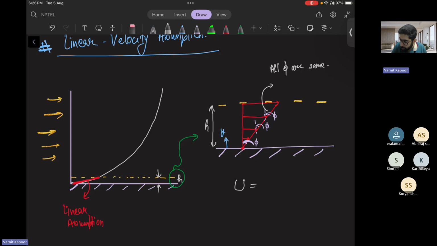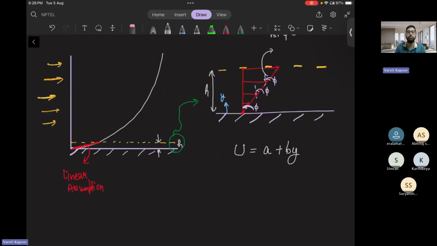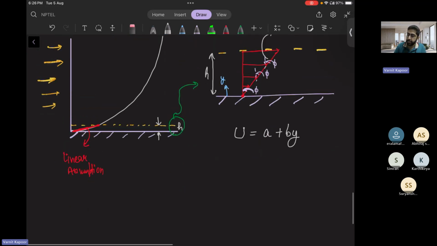So what do you mean by linear profile distribution? Suppose the velocity distribution is u equal to a plus by. In mathematical terms, your velocity is behaving with a linear assumption, a plus by. From the boundary condition, if y is equal to 0, that means it is a solid wall. At y equal to 0, your velocity is 0. Put these values, you will get a equal to 0.